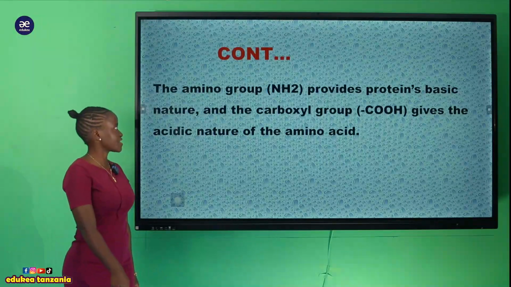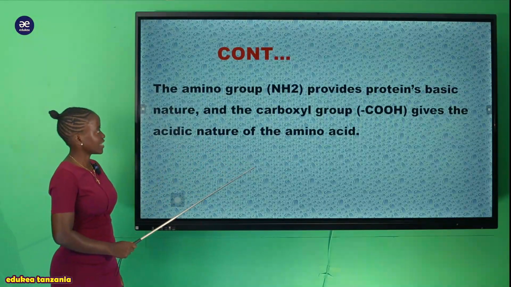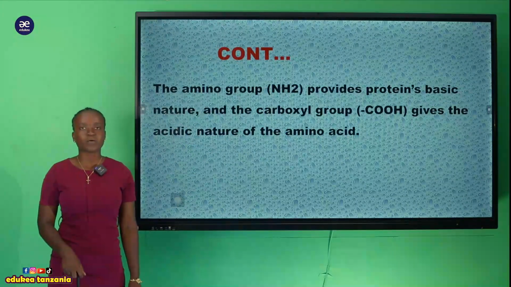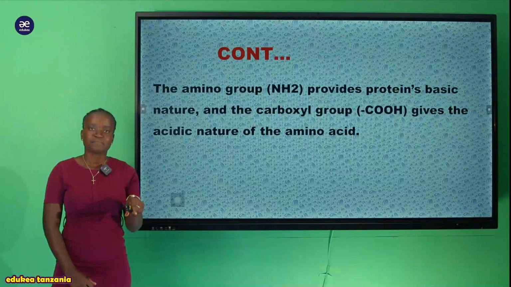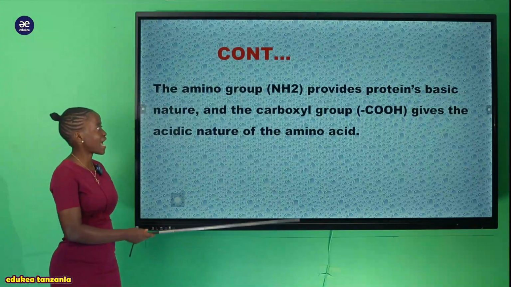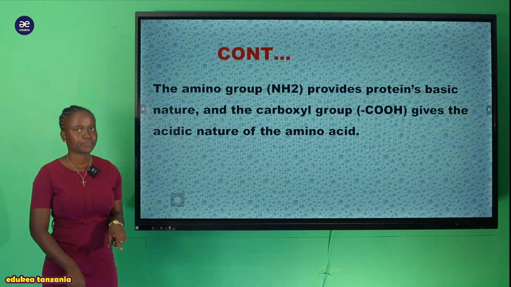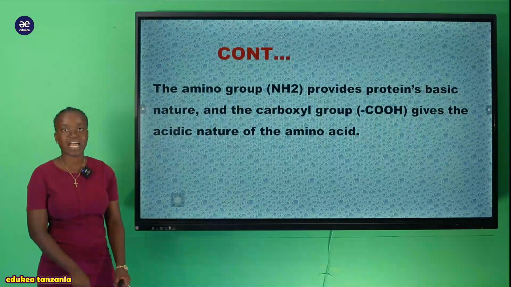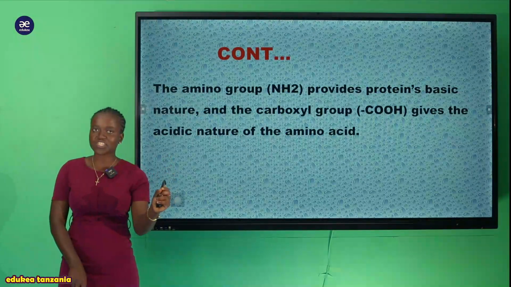So now we can say that the amino group provides the protein's basic structure, and the carboxyl group gives the acidic nature of the amino acid. So tunaweza tukasema kwamba hii protein kwenye structure yake imebeba base structure pamoja na the acid structure. The base structure comes from the amino group, that is NH2. That is the base structure of a protein. And the carboxyl group, that is COOH, is an acid. So kwenye structure ya protein kuna basic structure na kuna acidic structure.